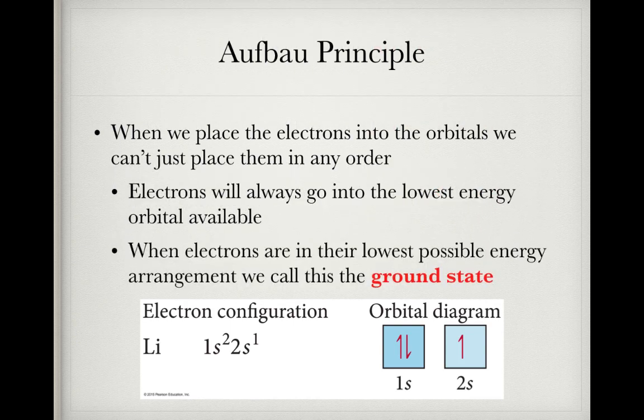Now, when electrons are in their lowest possible energy arrangement, this is what we call a ground state. What this means is that there are no empty locations in a lower energy than where we have electrons placed in the atom. And so again, we call this a ground state. If we have electrons in a higher energy than what's available, then we call that an excited state.